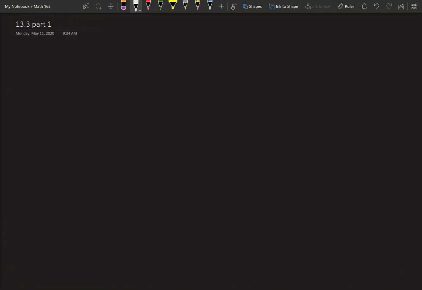Okay, we're going to start 13.3, and we're just going to do a piece of it. There's quite a bit of material here, but we're just going to focus on the first part, which is on arc length. And so what we first want to do is derive a formula for arc length.